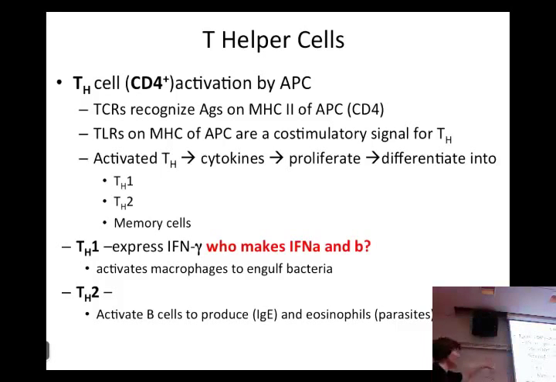So an activated T helper cell makes cytokines, and in addition to talking to the B cell, it itself proliferates. It undergoes a lot of cell division, and it differentiates into two T helper cells, T helper 1 and T helper 2, and some memory cells. So these memory cells are going to be helpful when? The next time we encounter the same antigen. T helper 1s express interferon gamma, which is an important message that activates macrophages and gets them more active to engulf bacteria, because now we know we're dealing with something.